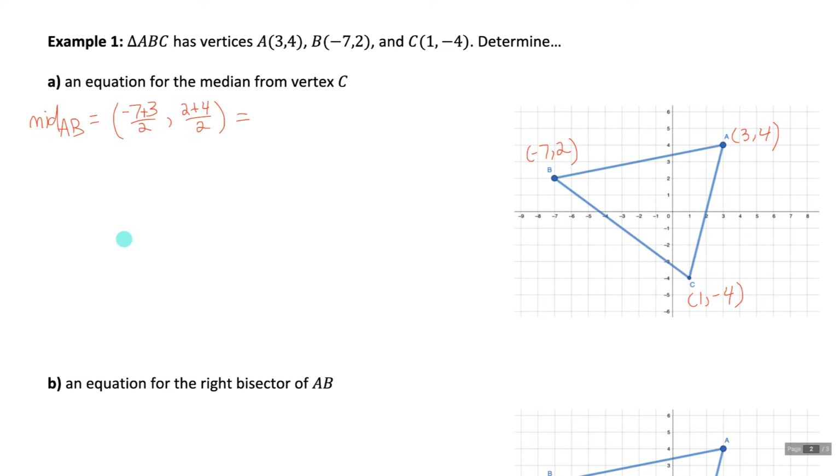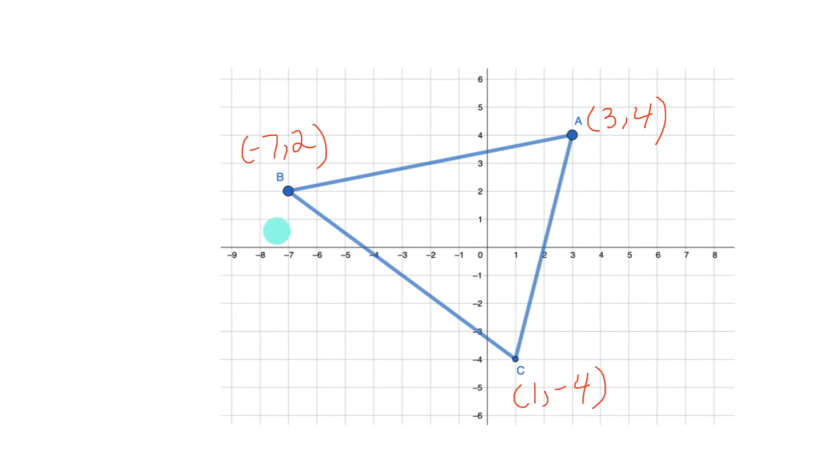So my midpoint, the x-coordinate of the midpoint will be -7 plus 3, which is -4, divided by 2. So that would give me -2. And the y-coordinate of the midpoint, 2 plus 4 is 6, divided by 2 is 3. So my midpoint is the point (-2, 3). Let me label that on the triangle and make sure it looks good. (-2, 3). That appears to be the midpoint. So there's my midpoint of AB.